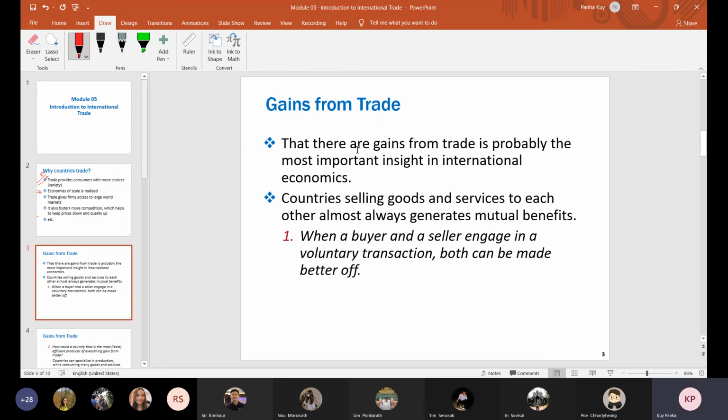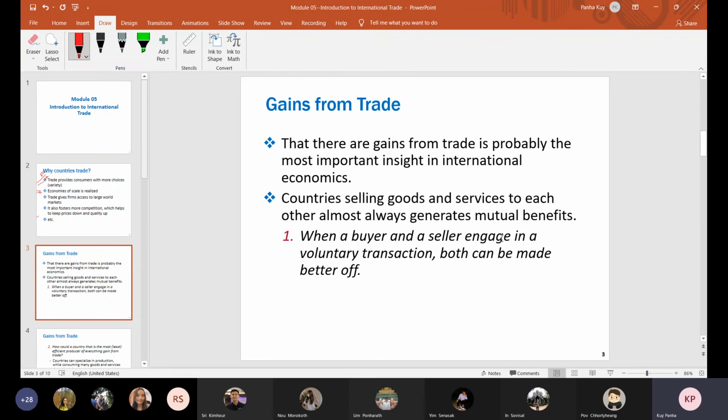So this is the gain from trade, okay? That there is gain from trade is probably the most important insight in international economics. Yes, we gain from trade, like I gave you an example in terms of the rancher and farmer. And countries selling goods and services to each other almost always generate mutual benefit. In this case, we can have the answer here.